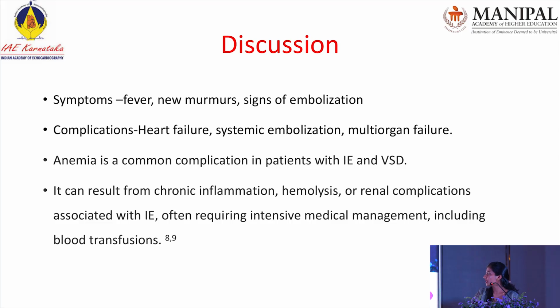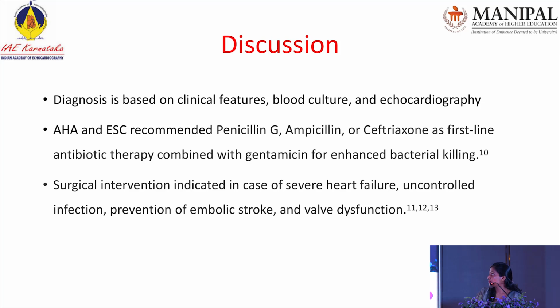Anemia is a common complication due to chronic inflammation, hemolysis and renal complications, which may require blood transfusion. Diagnosis is based on clinical features, blood culture and echocardiography. AHA and ESC recommend penicillin G, ampicillin or ceftriaxone as first-line antibiotic therapy, combined with gentamicin. Surgical intervention is indicated in case of severe heart failure, uncontrolled infection, prevention of embolic stroke, or valve dysfunction.